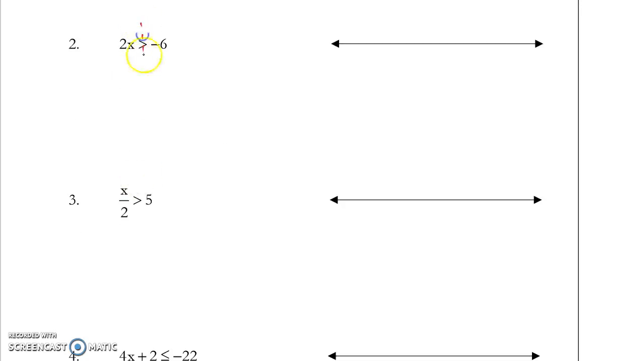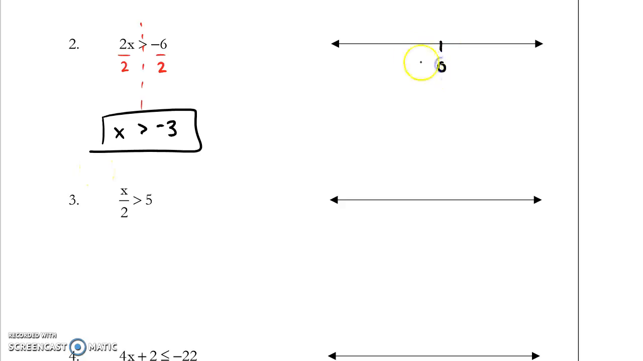Okay. Doing number 2 together. Okay. Here's my inequality symbol. I have 2 times x. I do the opposite. I divide both sides by 2. I get x on the left. I get negative 3 on the right. I bring my inequality symbol straight down. There's my solution. 0, negative 3. Negative is to the left of 0. Another open circle because it's not an or equal to. Variable's on the left. I can graph in the direction of the arrow, which is pointing right. And there's my solution to number 2.